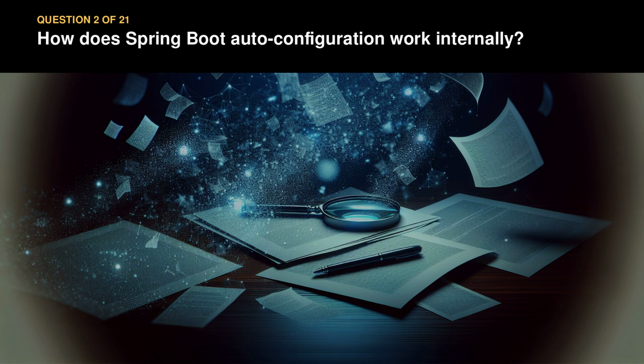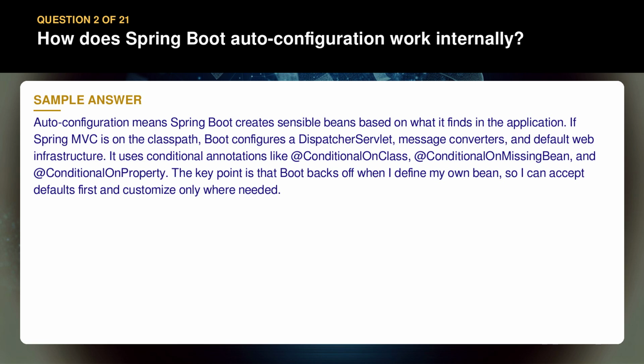How does Spring Boot auto-configuration work internally? Auto-configuration means Spring Boot creates sensible beans based on what it finds in the application. If Spring MVC is on the classpath, Boot configures a dispatcher servlet, message converters, and default web infrastructure. It uses conditional annotations like @ConditionalOnClass, @ConditionalOnMissingBean, and @ConditionalOnProperty.